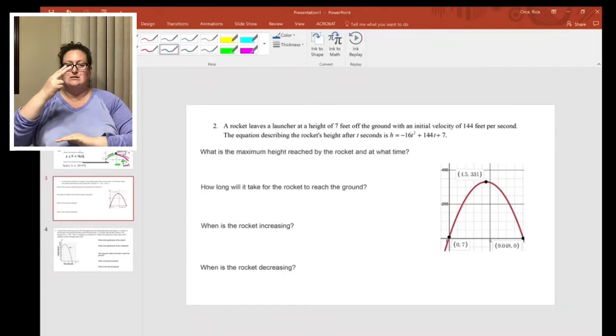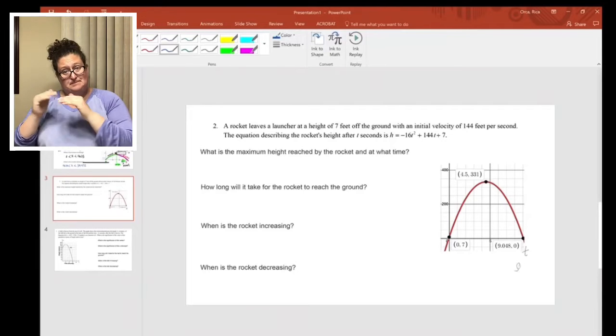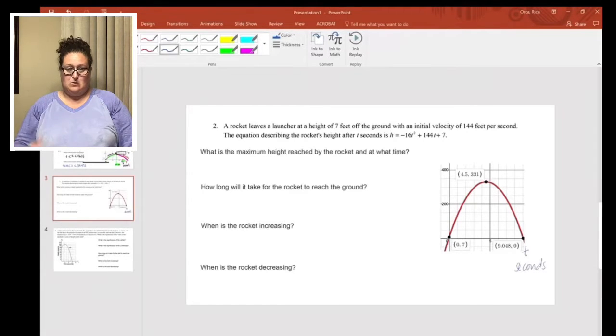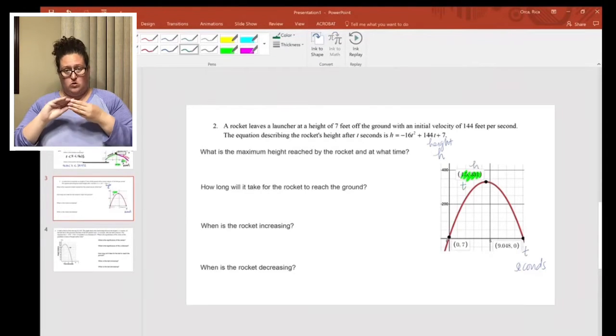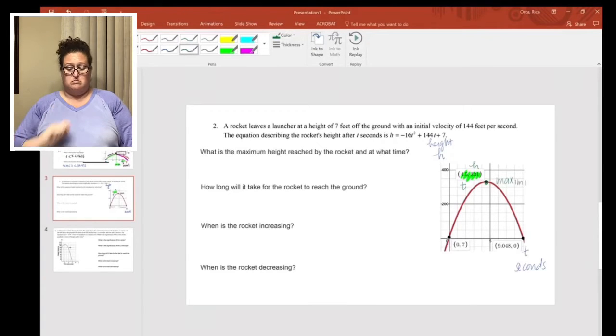So we have this picture. We know that our x-axis represents our time, which is t, and that's in seconds. We know that our y-axis represents the height of the rocket above the ground. The vertex is 4.5, 331. Our x-coordinate is t, which is the time, and our y-coordinate is h. This is our maximum point. Based off the maximum point, we can see that the maximum height is at 331 feet at 4.5 seconds.